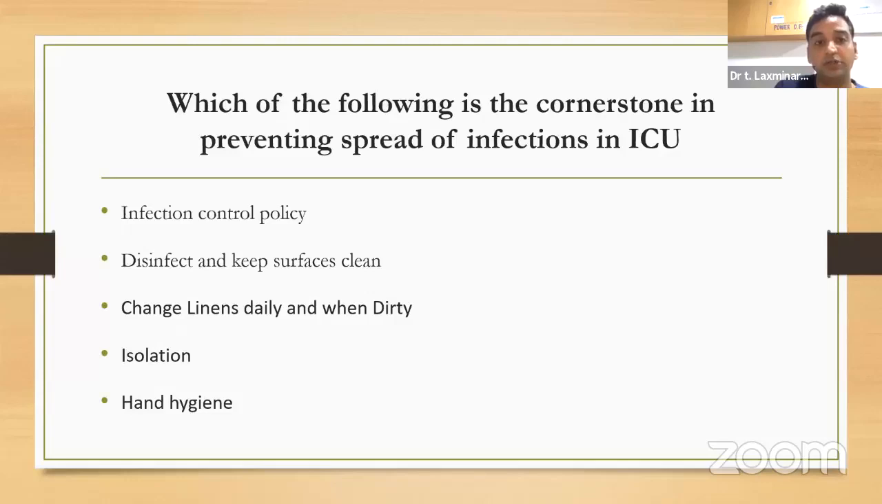Which of the following is the most important aspect in preventing spread of infections in ICU? Is it infection control policy, or disinfecting and keeping surfaces clean, or hand hygiene? Yeah, many of you answered correctly. Kezia, Pratiksha, Leena. Wonderful. So basically hand hygiene. WHO has stressed the importance of hand hygiene in preventing cross infections in ICU. Basically 6 steps and 5 movements, which have to be followed by everyone who is touching the patient and surroundings.